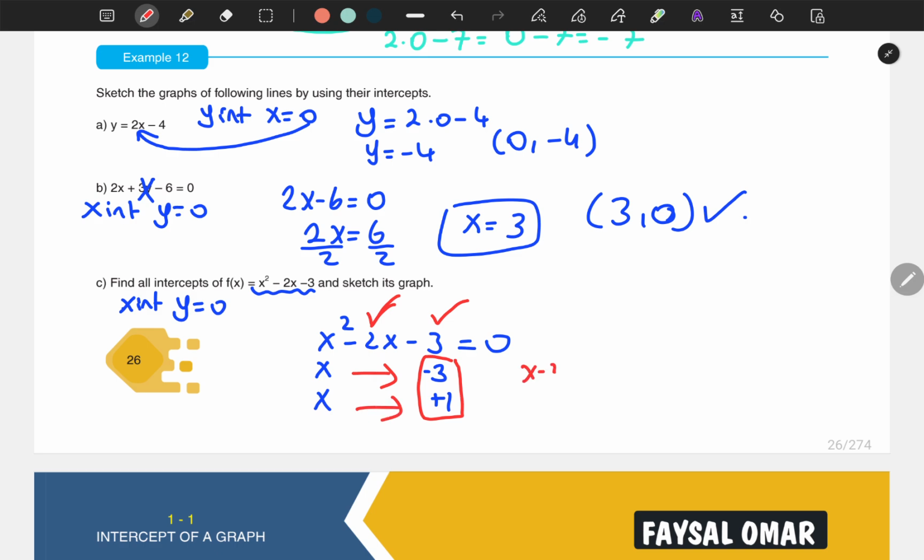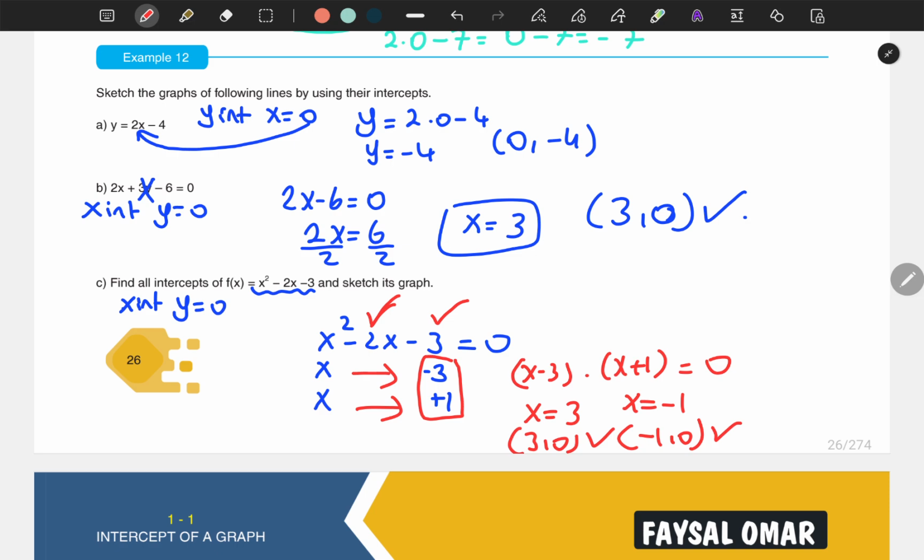So x minus 3 times x plus 1 equal to 0. Here x equal to 3, which is 3 and 0. Here x equal to negative 1, which is negative 1 and 0. So totally how many x-intercepts do we have? We have 2.